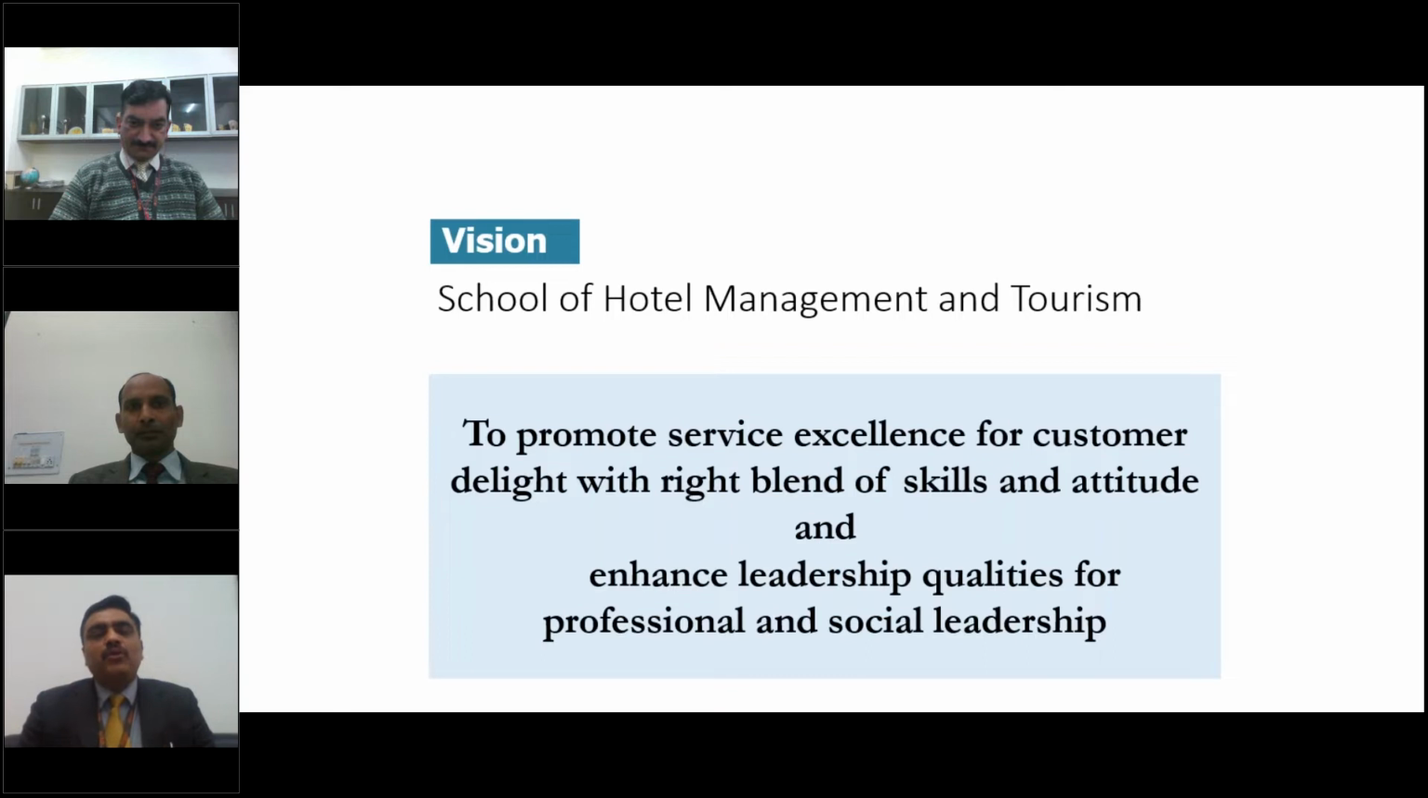Now, if the school wants to grow, we need to have a mission and a vision as well. When you talk about the vision of the School of Hotel Management and Tourism, our vision is very clear and crisp. It says: to promote service excellence for customer delight with the right blend of skills and attitude, and enhance leadership qualities for professionals and social leadership. That is what we try to imbibe in our students as well. We want them to grow and become good leaders one day in the society, and also take care of the society side by side.